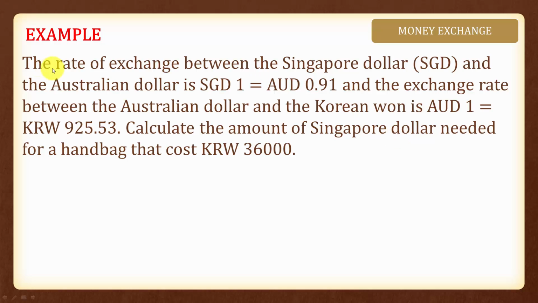Let's look at an example here. The rate of exchange between the Singapore dollar and the Australian dollar is 1 Singapore dollar equals 0.91 Australian dollar. And the exchange rate between the Australian dollar and the Korean won is 1 Australian dollar equals 925.53 Korean won. We are asked to calculate the amount of Singapore dollars needed to buy a handbag that costs 36,000 Korean won.